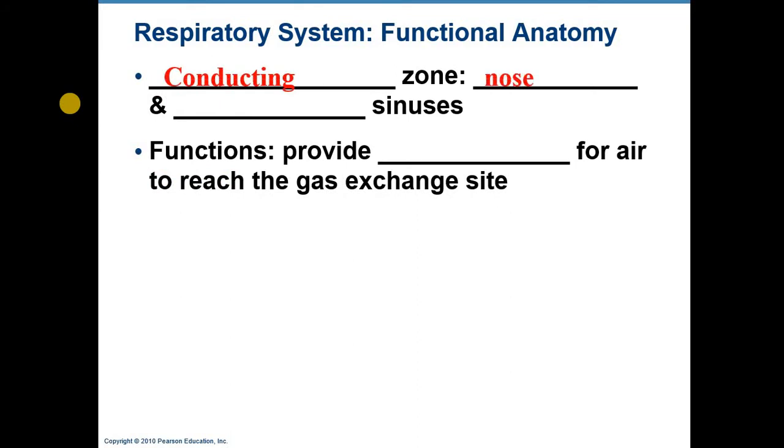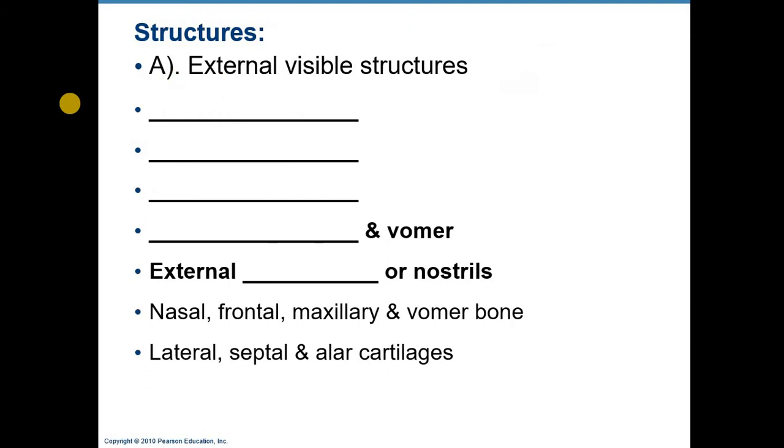So the zones: you have the conducting zone, which consists of the nose and the paranasal sinuses. The function is simply an area for air to move through. So you have at this point no exchange of oxygen and carbon dioxide. Your nose and paranasal sinuses are simply acting as a conduit or a passageway for the air to move. The structures that you can see on the outside are the root, dorsum nasi, the apex, the philtrum, and the vomer. You have your external nares or the nostrils.